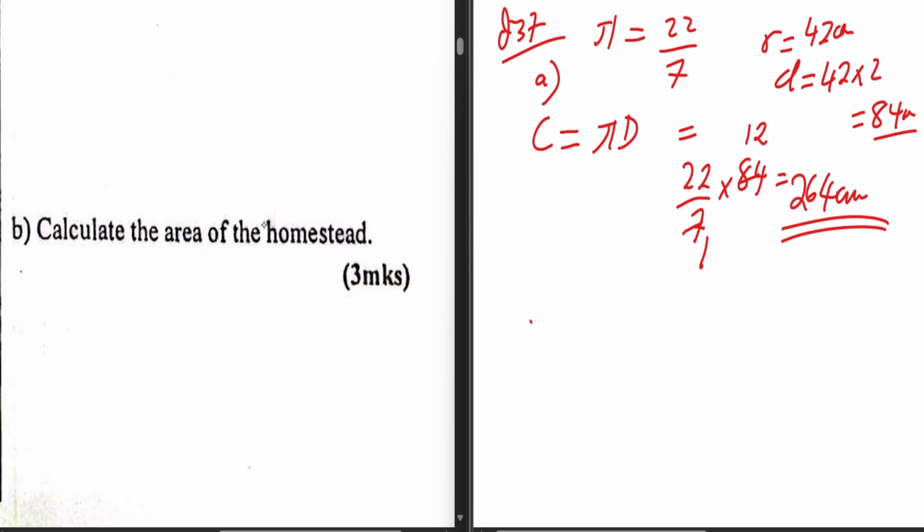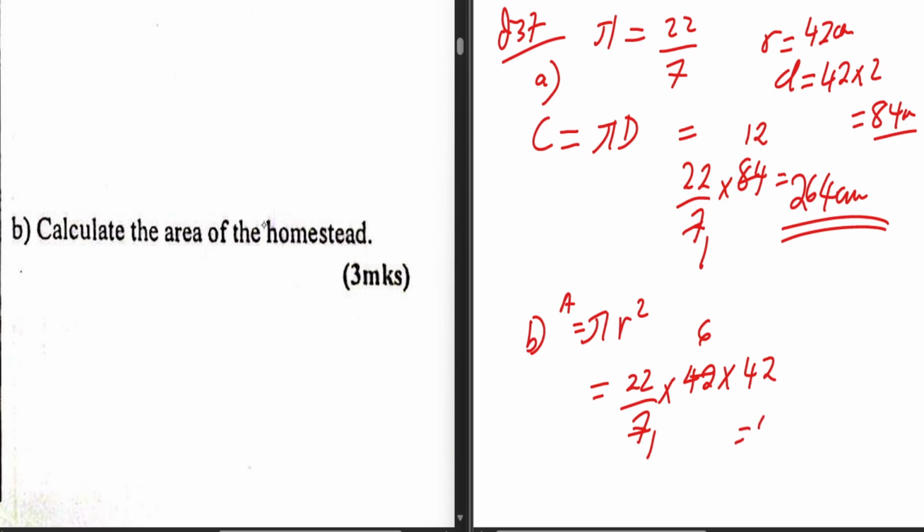Question B is asking you to calculate the area of the homestead, and that is pi r squared. Area is equal to pi r squared, 22/7. Your radius is 42 squared, or 42 times 42. The radius is 42, therefore r squared is going to be 42 times 42. 7 into 42 is 6. 22 times 6 times 42 is going to give you 5,544 centimeter square, and that's your answer.